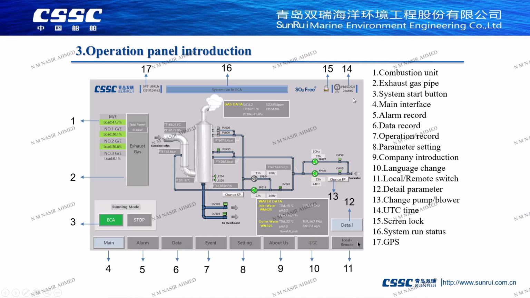The 11th is to perform local remote control switching. Because our projects generally set up a local control screen and a remote control screen, we use the switch button to switch the permissions of the local remote controller. The 12th is the details button. For some unimportant parameters, when the details button is pressed, those unimportant parameters are removed to simplify the page.